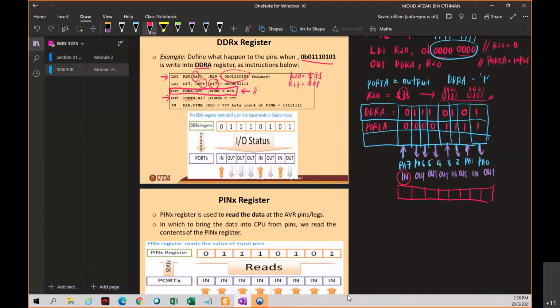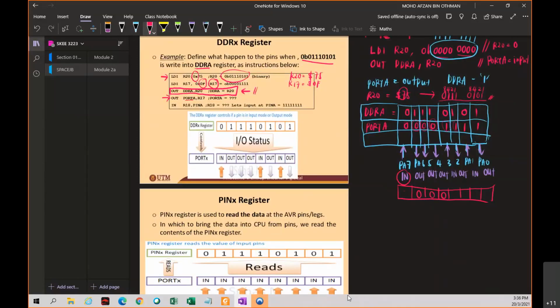What about this kosong? Boleh tak dia kamu hantar ke sini? Boleh, sebab dia adalah output. Kosong yang ni? Boleh, sebab dia output. What about this one? Nombor 1. Boleh tak hantar? Tak boleh sebab yang ini input. So, tak boleh hantar.